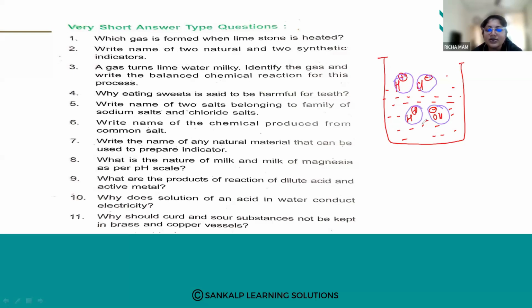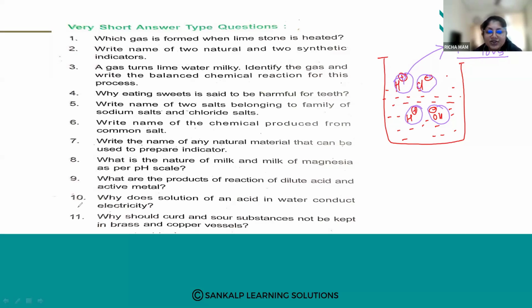So why does the solution of an acid in water conduct electricity? Due to the presence of hydrogen ions, due to the presence of H plus ions. So due to the presence of ions, it conducts electricity. So remember that. Okay, fine. Let us go for the next one.